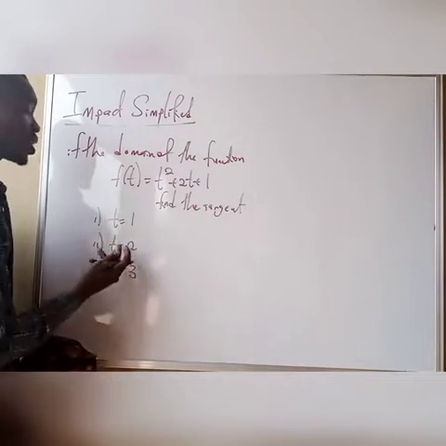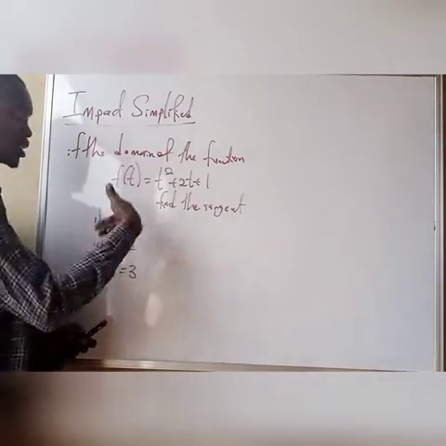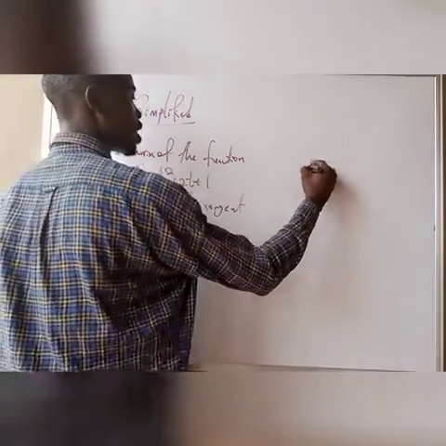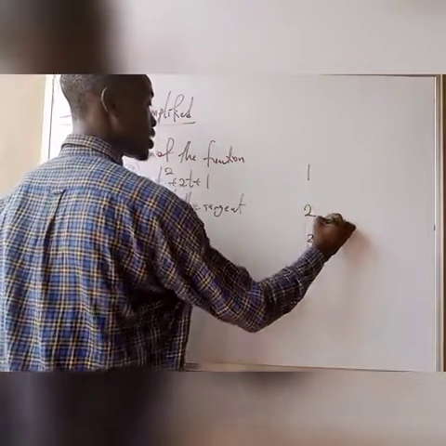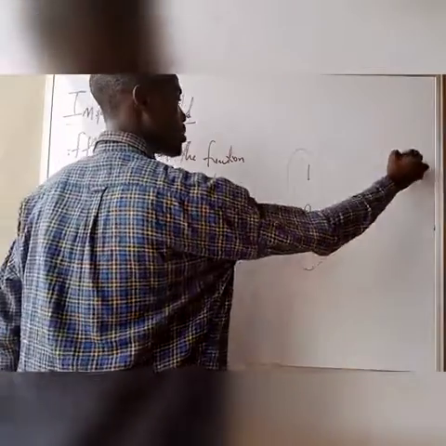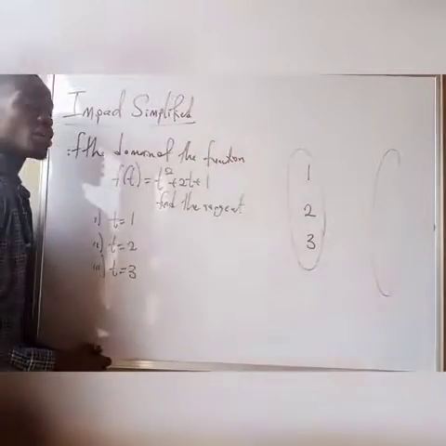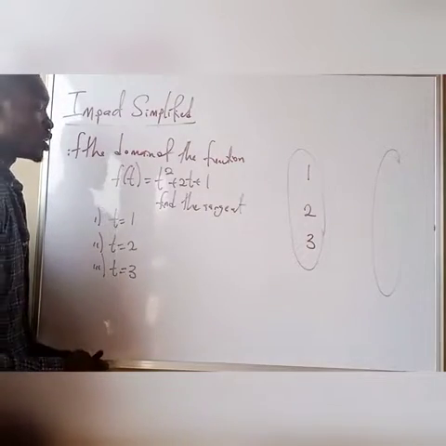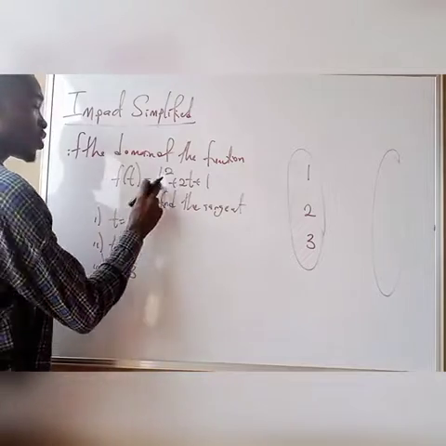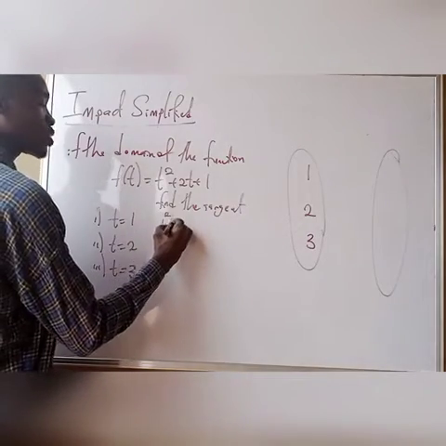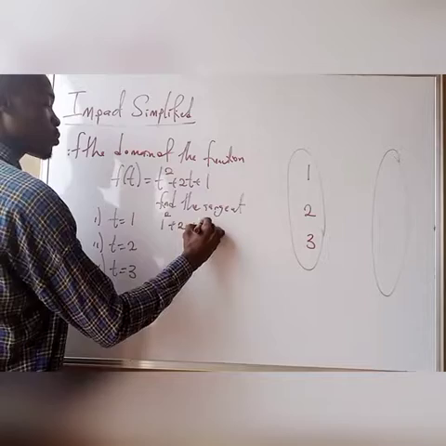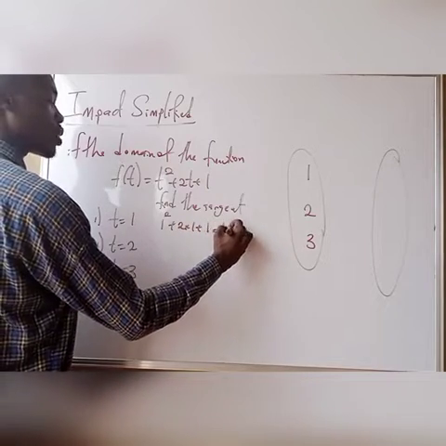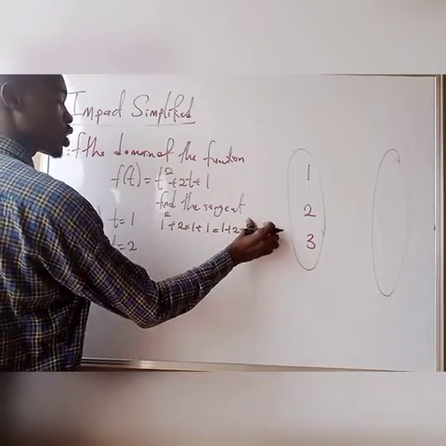So what is the meaning? We have talked about it. Your domain is the input variable. That means we have it as 1, 2, 3. That is your domain. And that means we need to get our output variable, which is your codomain. So if your t is 1, what do we have? 1 squared plus 2 times 1 plus 1. And that will give us 1 plus 2 plus 1.